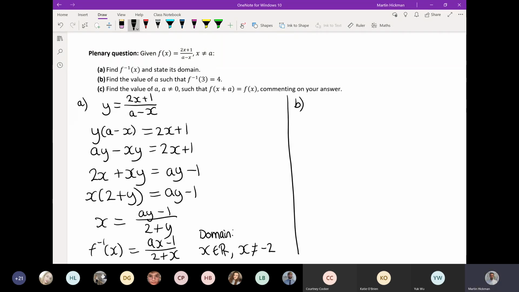So then for B, it says find the value of a such that f to the -1 of 3 equals 4. What this means is we've just worked out what f to the -1 is. So what we're going to work out is the following. When I see that inverse function, I'm just going to simply replace the x with a 3 and set it equal to 4. So with a bit of rearranging, we get 3a equals 21 and a just equals 7.